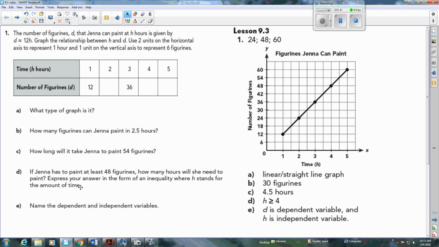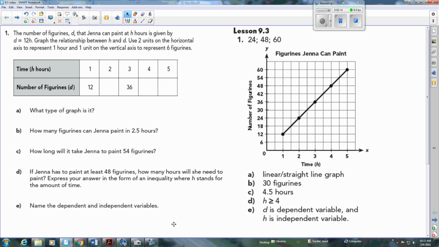If Jenna has to paint at least 48 figurines, how many hours will she need to paint? Express your answers in the form of an inequality where H stands for the amount of time. Okay, so we know 48. So we go over here, and it's got to be 4 hours or more, or equal to, because she would finish the 48th figurine right on the 4th hour. So that works. So H is greater than or equal to 4 hours.